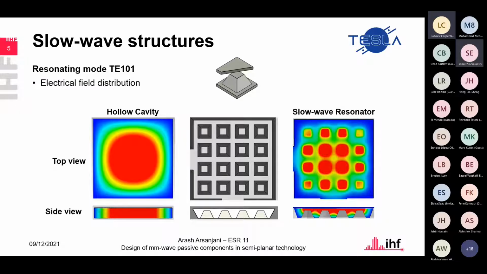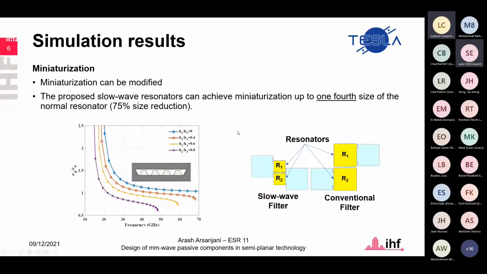As you can see, the electric field distribution more or less imitates the same TE101 resonating mode inside the resonator. Therefore, with the same equation, and by considering the slow wave factor of the structure, you can realize the same size of resonator that you want. And the results would be quite similar.